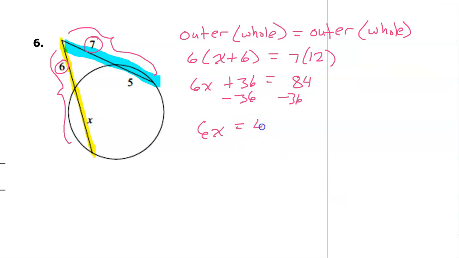So we have 6x is equal to 48. And then finally, when we divide both sides by 6, we get x is equal to 8.